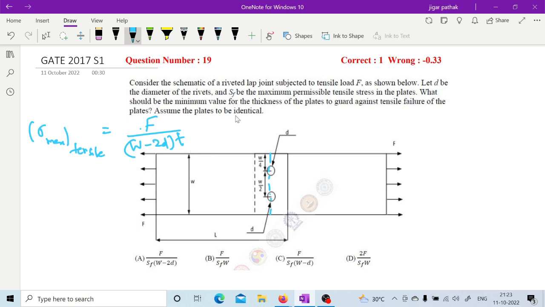So then the maximum permissible tensile stress is S_F. So it must be less than or equal to this maximum permissible stress. Then only can we say this plate will not undergo failure, right? So F upon (W minus 2D) into T must be less than or equal to S_F. So now what should be the minimum value of this thickness? So the thickness T must be greater than or equal to F upon S_F into (W minus 2D), right? So this is how it will be the answer.